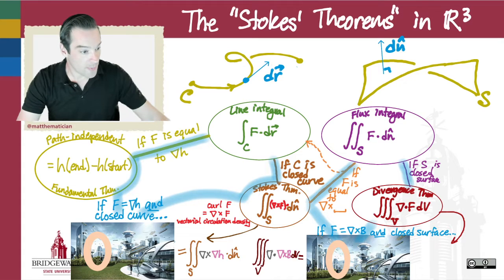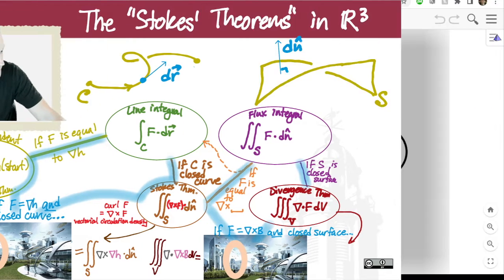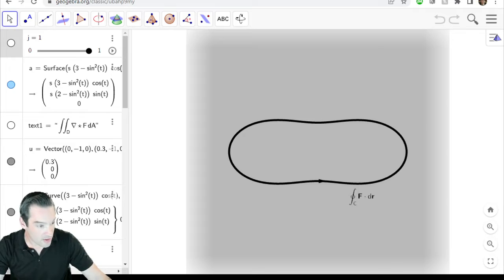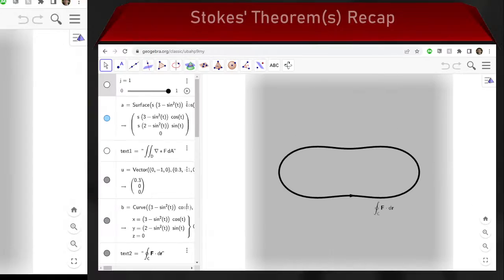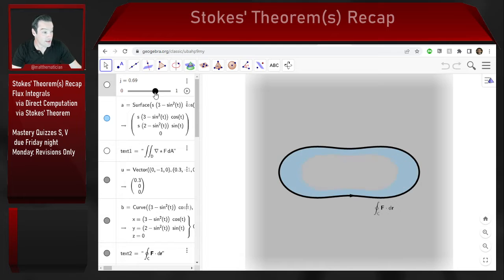So just a couple of graphics to reconfirm what it is that's actually happening here. If I start with a curve that lives in the xy plane, a closed curve, I can find the circulation around that closed curve just by filling in that region and applying Green's theorem.